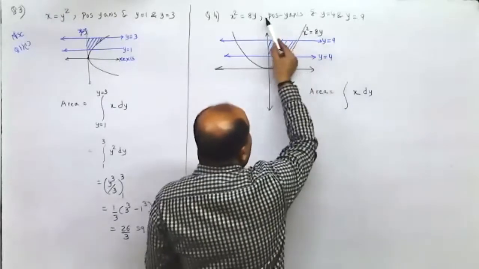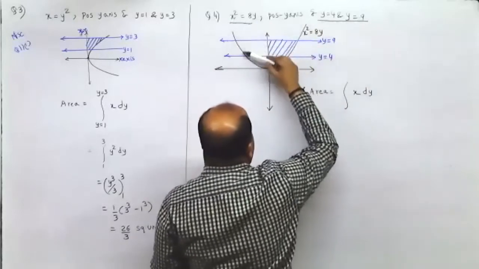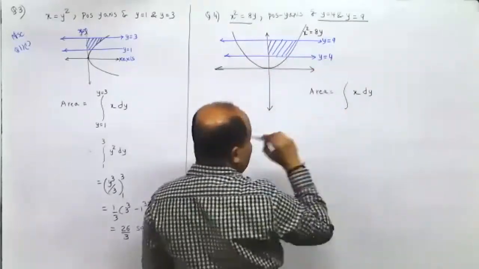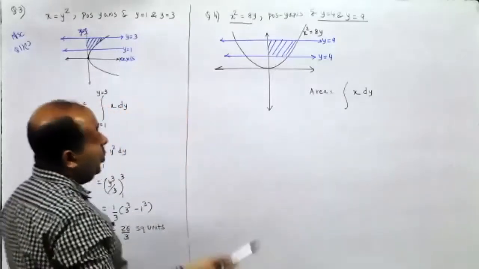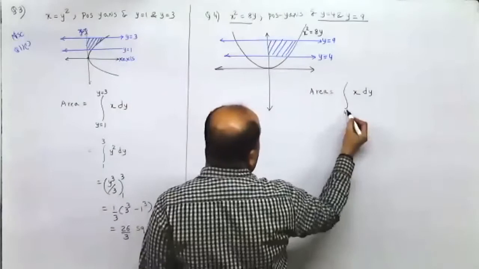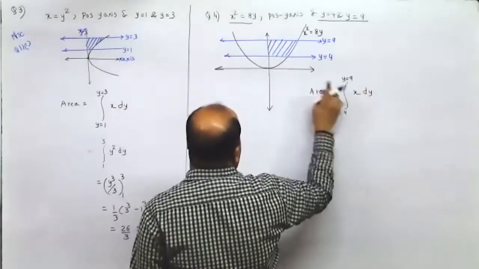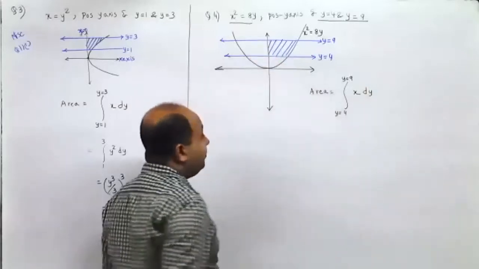Remember here, they haven't asked me x square equal to 8y, y equal to 4 and y equal to 9. In that case, I would have had to find double of this. Here they have asked y-axis and these two lines. Now, this is y equal to 4 and this is y equal to 9. Don't double it because they haven't asked this area.